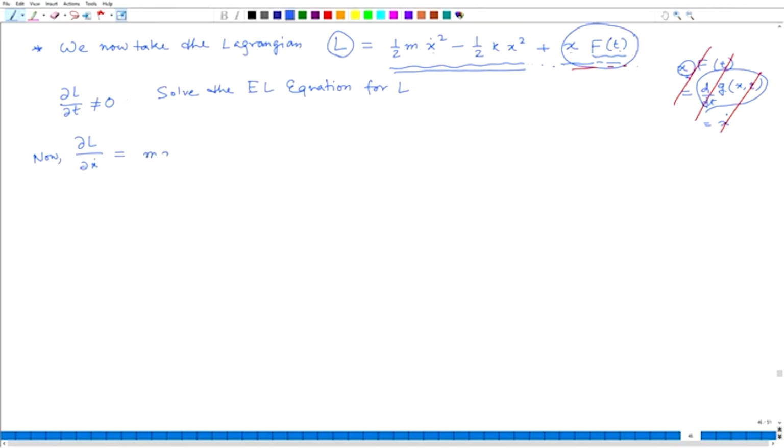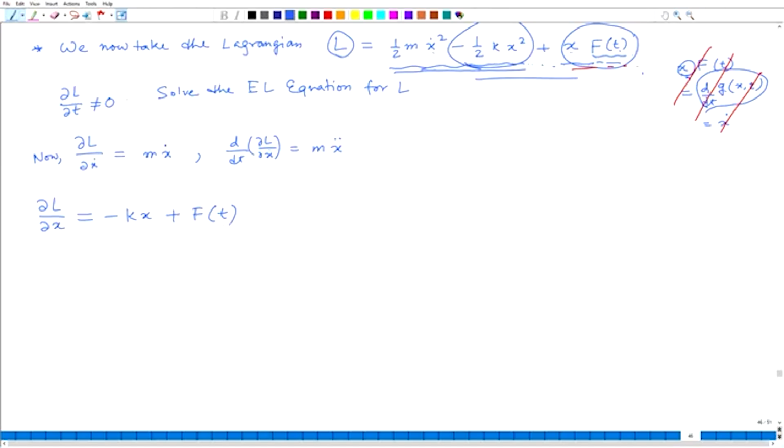So, it will be m x dot. Okay. There is nowhere, other than this place, that you can see x dot in this L. Then what will be d dt of del L del x dot? That will be simply m x double dot. Now, what will be your del L del x? That is a little bit tricky, because from this term you will have minus k x, but on the other hand, from this term you will have plus f t.